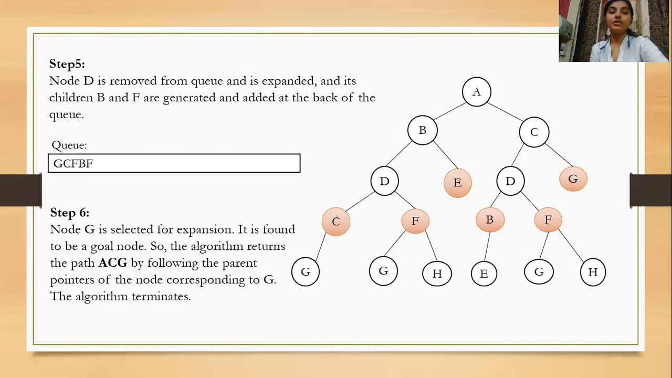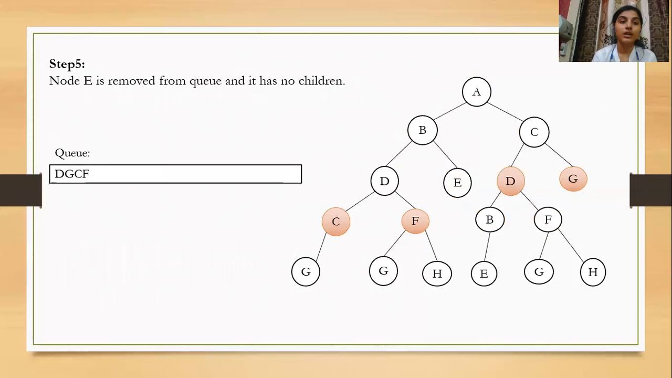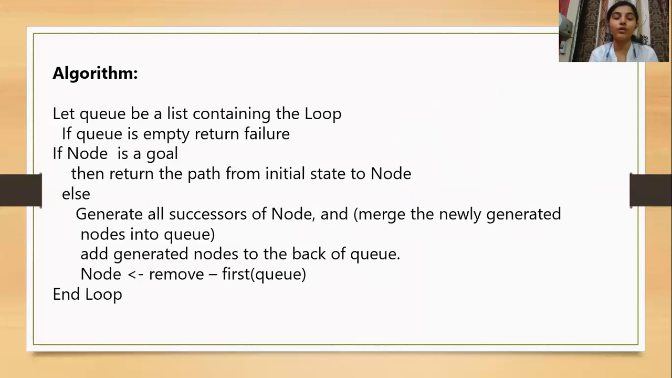Now we are having G as the first data in the queue, and we are seeing that G is our goal node. So we select G for expansion, and it was found to be a goal node. So the algorithm will return the path from the initial node to the goal node. Here you can see the algorithm.